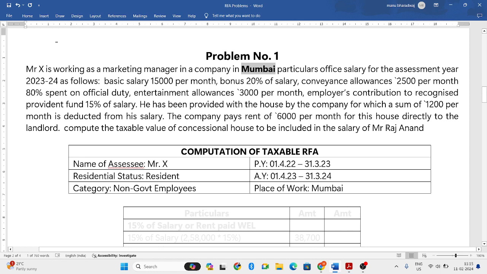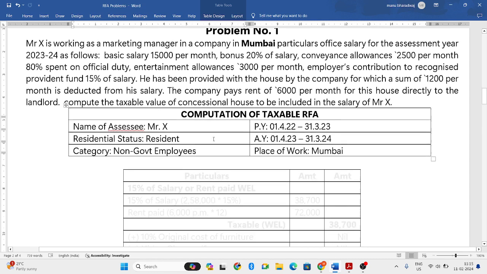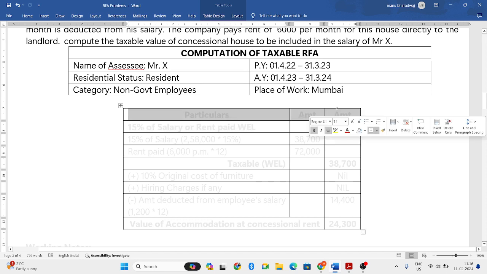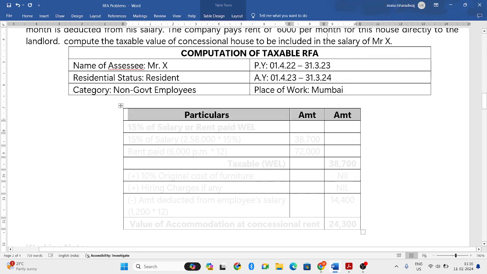Compute the taxable value of concessional house to be included in the salary of Mr. X. So Mr. X, whatever the RFA, it has to be shown in the gross salary. So that amount of RFA should be calculated. So you have to calculate the RFA. So write the name of the assessee, assessment year, previous year, and category and place of work. So as the format says, 3 columns you have to take: particulars, amount, and amount column.